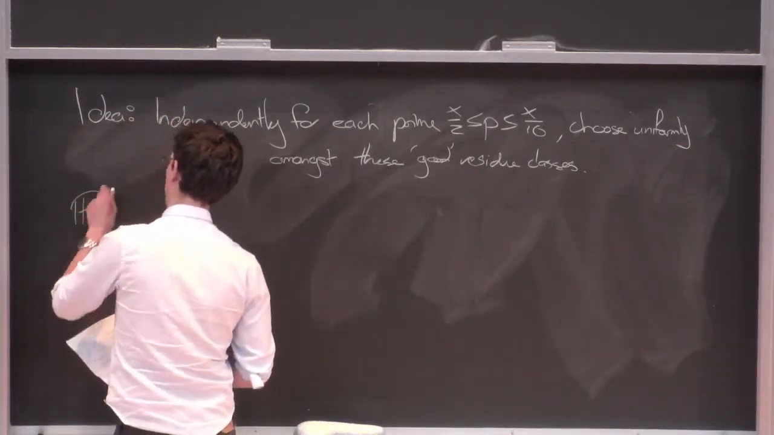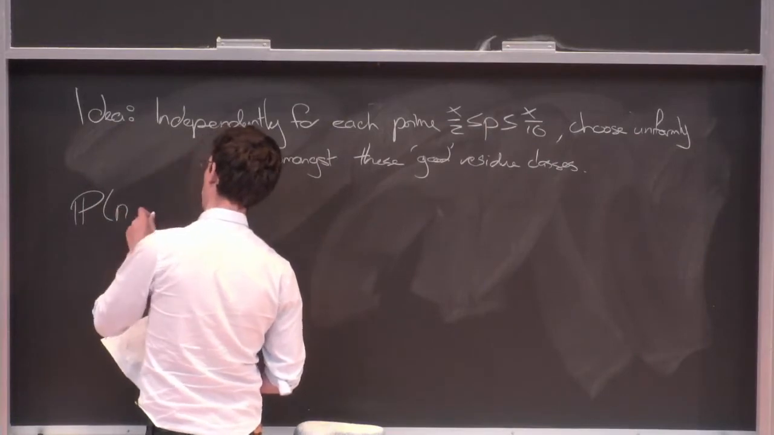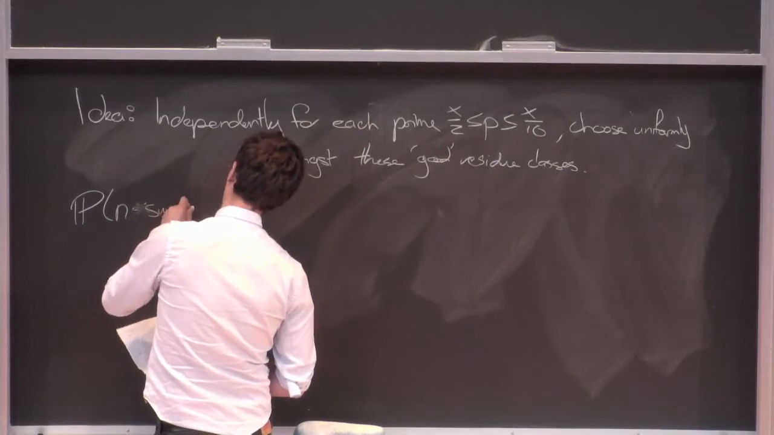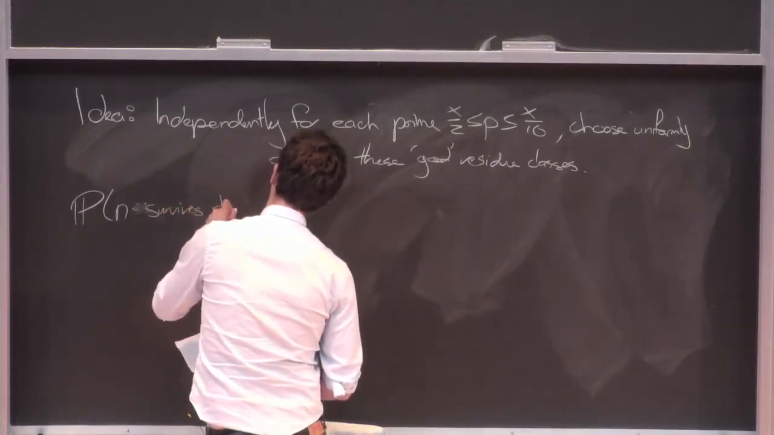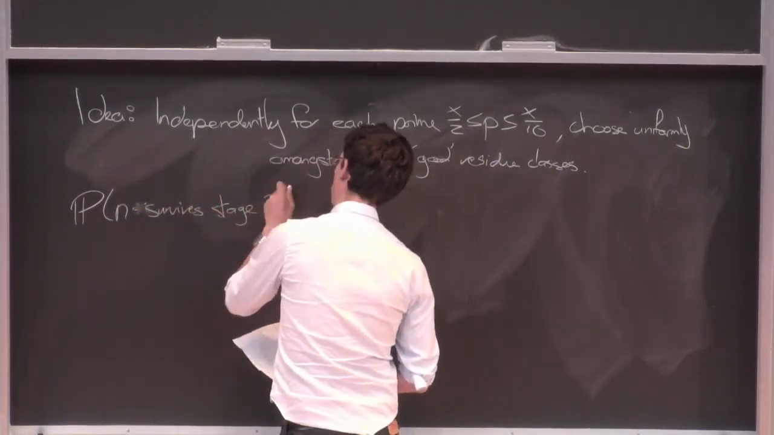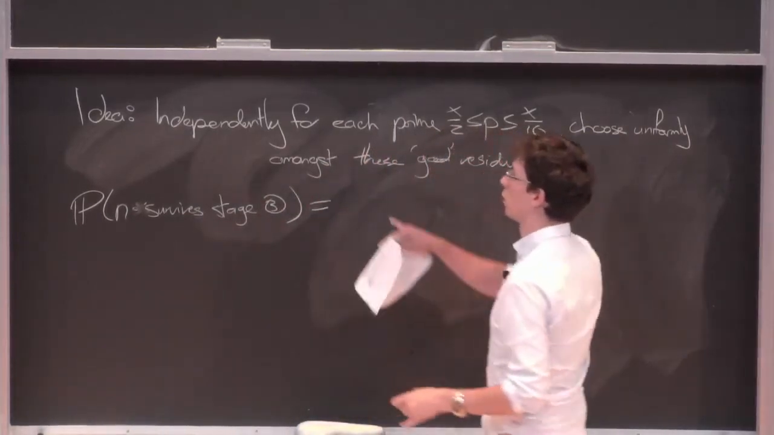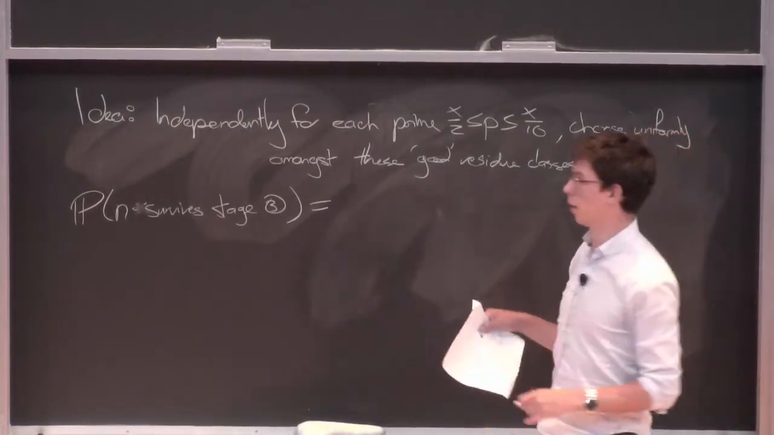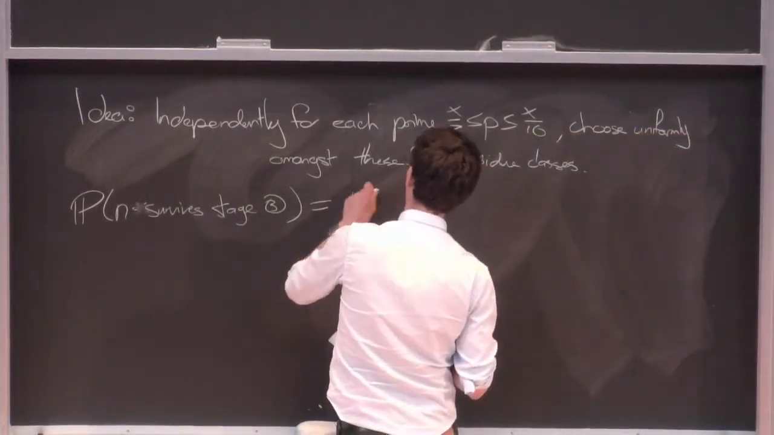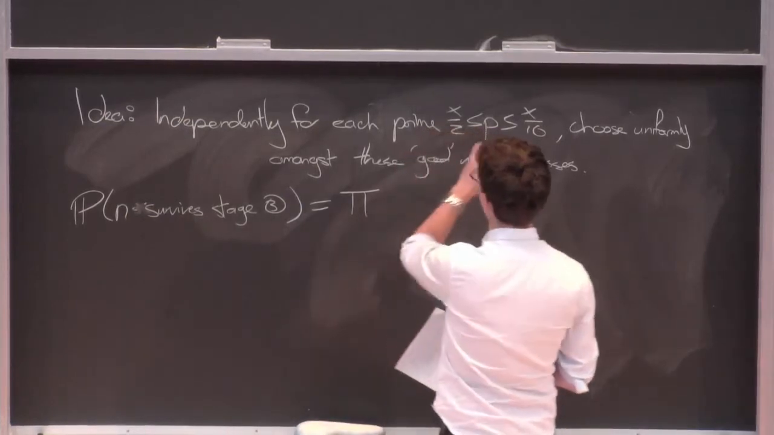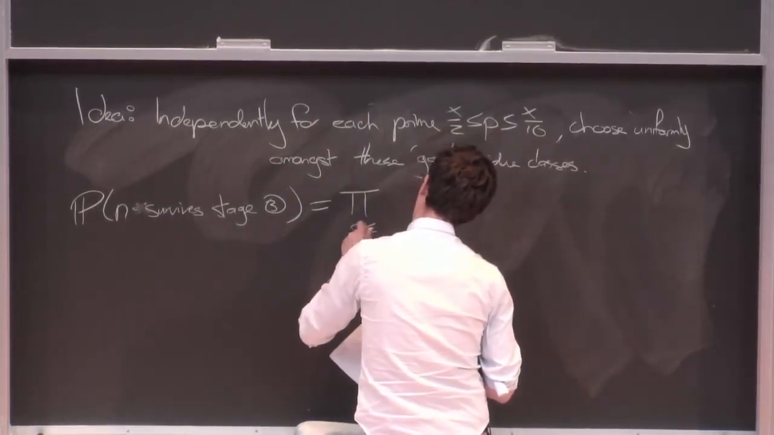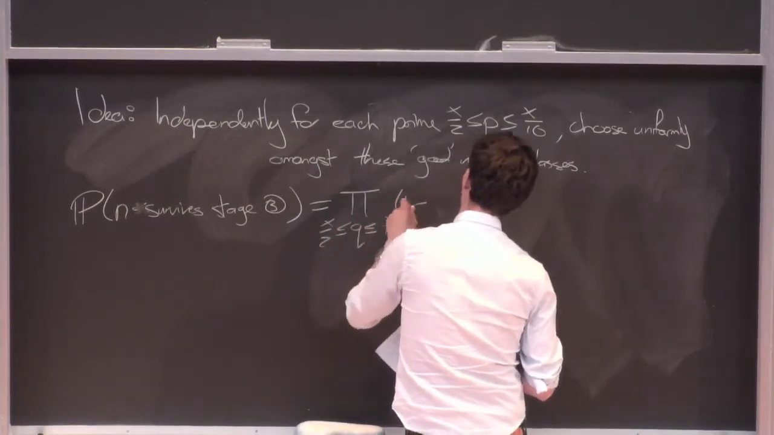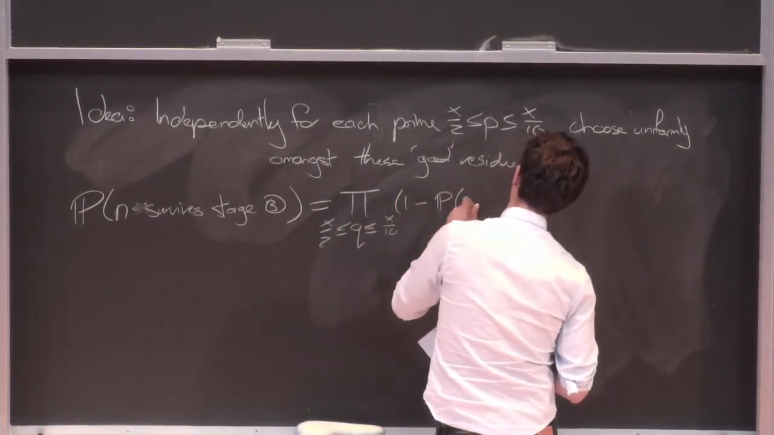So let's at least try and guess the probability that some integer n survives stage 3. Well, since all of the sieving is done independently for each of these primes, all the choices are completely independent, the probability that it survives is the probability that it survives the sieving for each q in this range, which is just 1 minus the probability that n is sieved out by q.